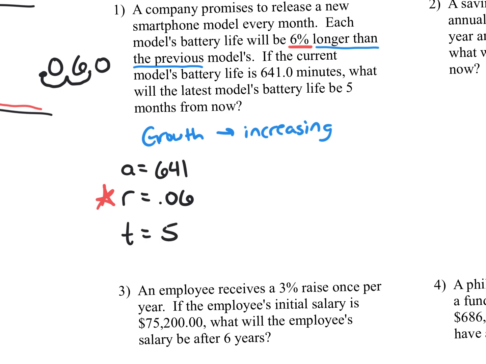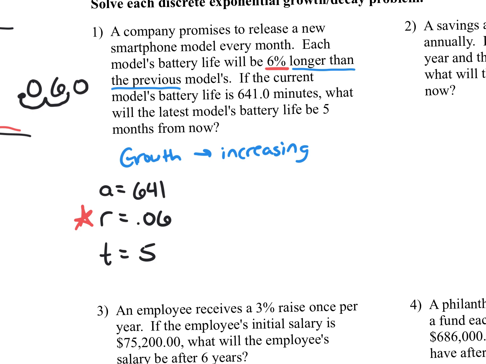Yep. So now we use the growth function, which I gave you up above. Is it adding or subtracting? Yep, for growth we're adding. So now let's plug in those values here. We have y equals, what was A? 641. What was R? 0.06. And then T? Yep, is that times 5 here or is it something else? It's to the 5th power.